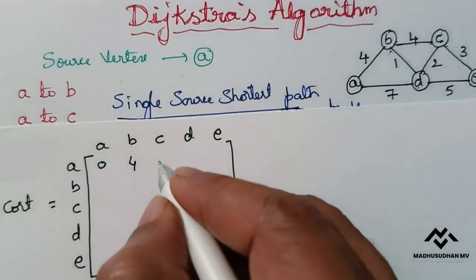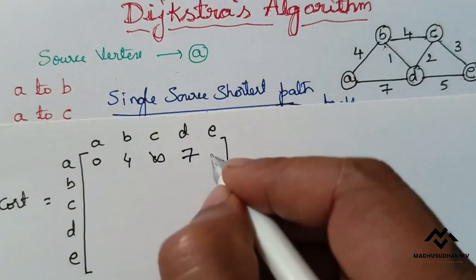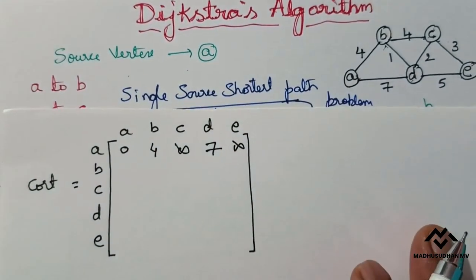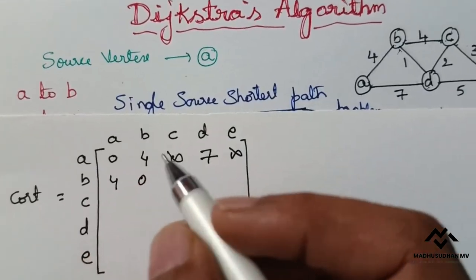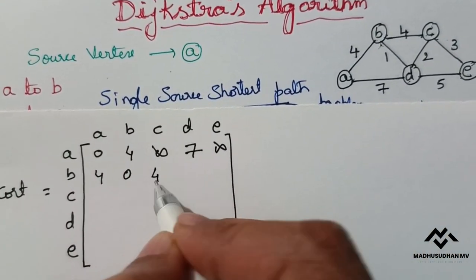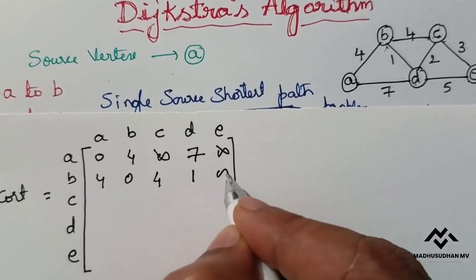A to C, no direct edge, so infinity. A to D is 7. A to E, no direct edge, so infinity. Similarly, B to A is 4. B to B is 0. B to C is what? 4. B to D is how much? 1. B to E, no direct edge.